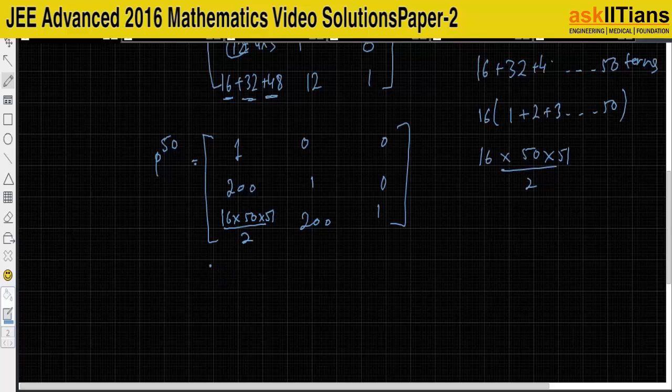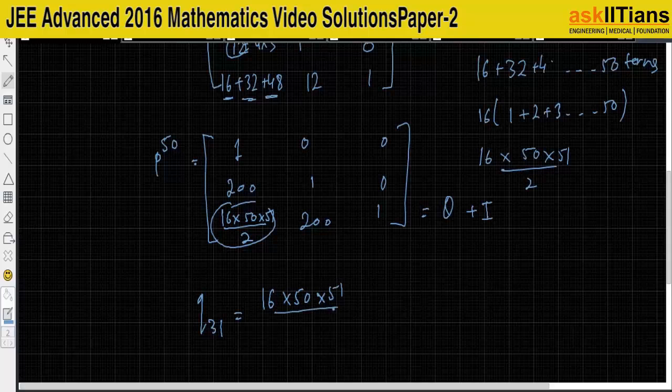Now we know that P power 50 minus Q is equal to I, right? So if I subtract Q from this, I'll get I. So actually I can say that this matrix is nothing but Q plus I. Alright, so what will be Q31? Q31 is this element, directly it will be this element. So Q31 will be 16 into 50 into 51 divided by 2.